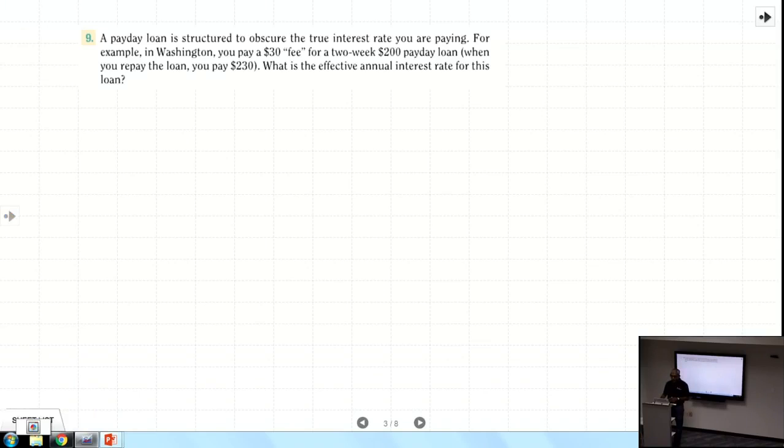Problem number 9 states that this is a payday loan, with significant moral hazard in the structuring of payday loans. When we work this out, you will see what I mean by that. The payday loan says you will pay a $30 fee for a 2-week, $200 payday loan. That means when you repay the loan after 2 weeks, you will pay $230.